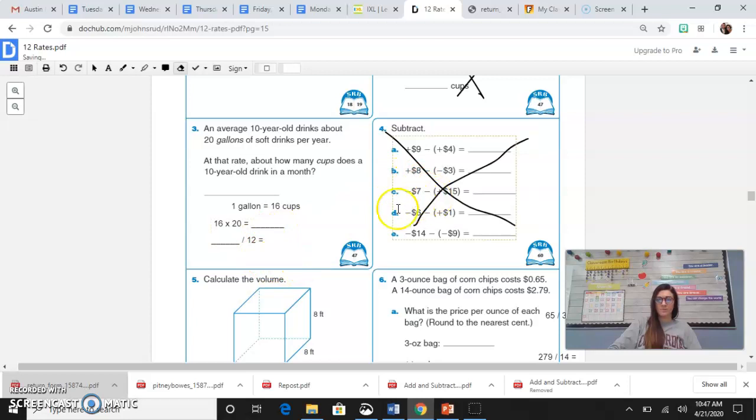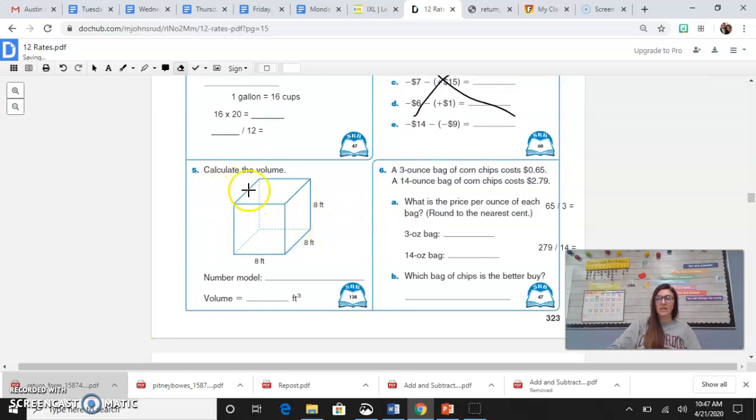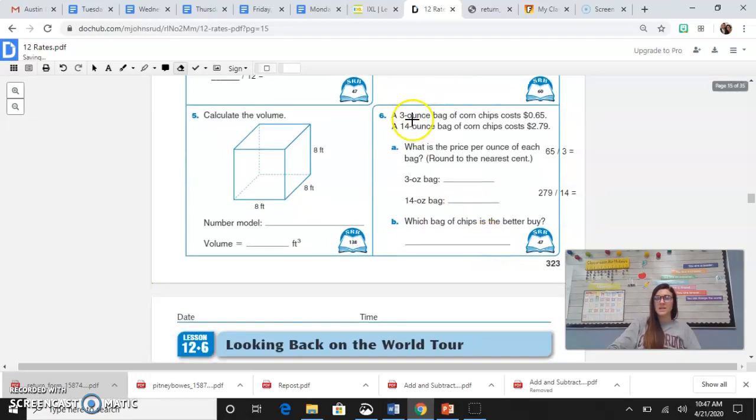We're going to skip 4. We're going to go to 5. Calculate the volume. Volume is length times width times height. So you're going to need to do 8 times 8, and then times that number by 8. It's going to be a big number. Show your work. Number 6, a 3-ounce bag of corn chips costs 65 cents.